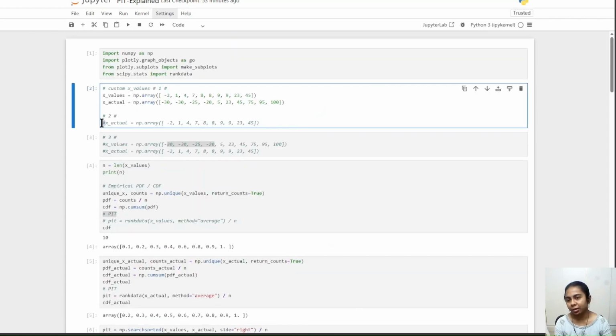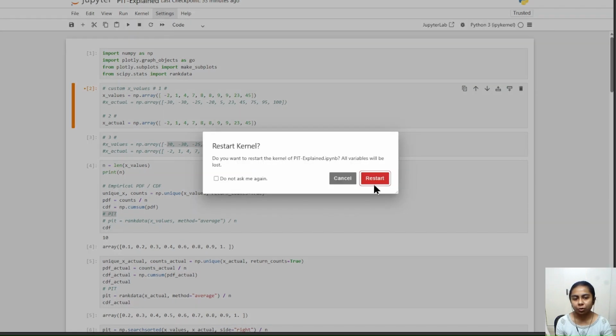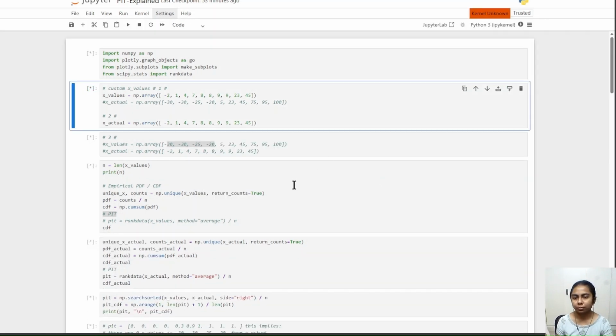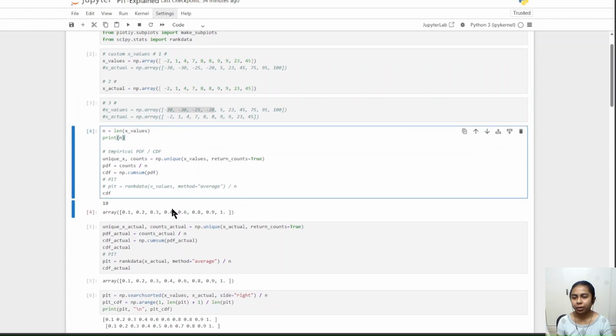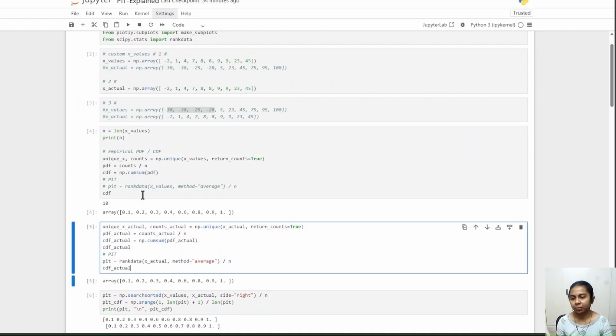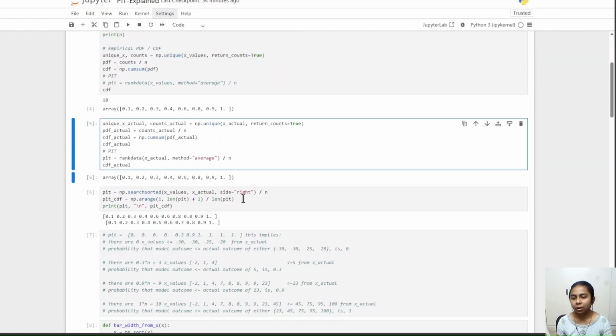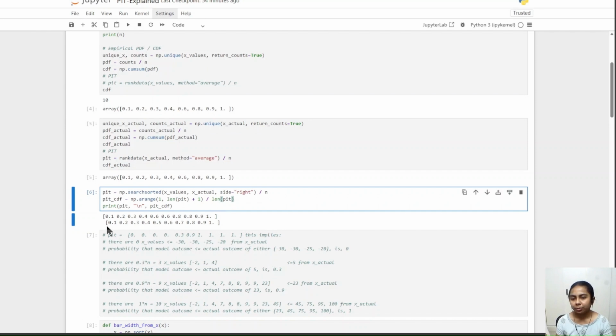To help you understand, instead of the actual outcomes being in a different distribution, let's take the actual outcomes to be the same as the model outcomes. Let's see what happens to the code. Okay. The CDF distributions are the same for both actual and the model, and the PIT distribution is almost uniform.